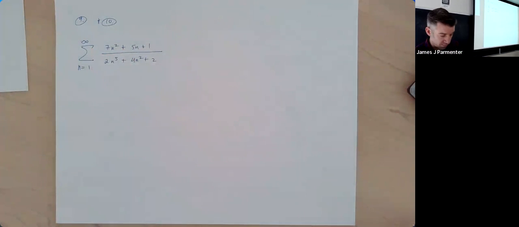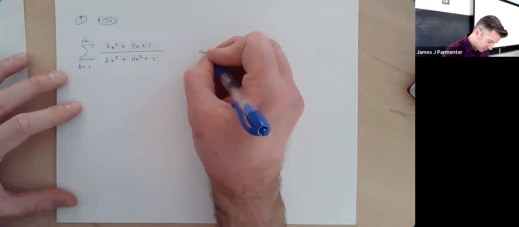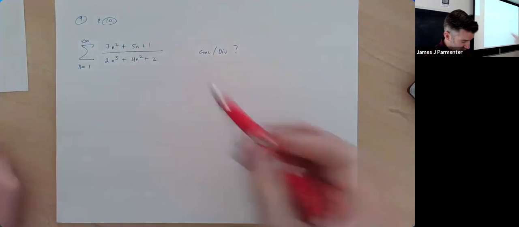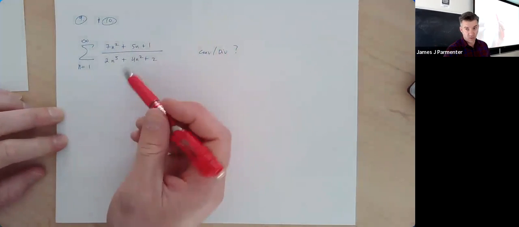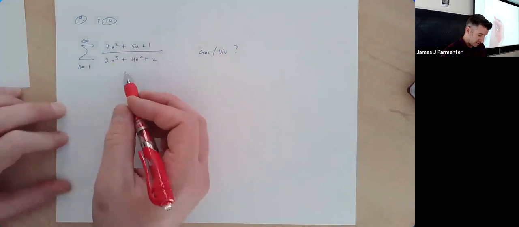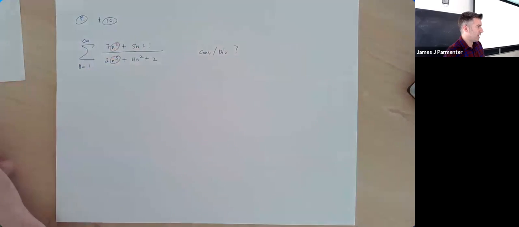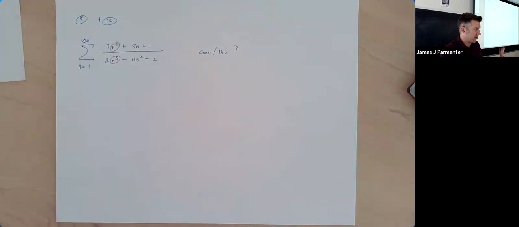So if I want to know if this converges or diverges, what you should be looking at, if you have just powers of n, or even if they're in fractional powers, is the highest power on the top and the bottom. That's always the deciding factor.